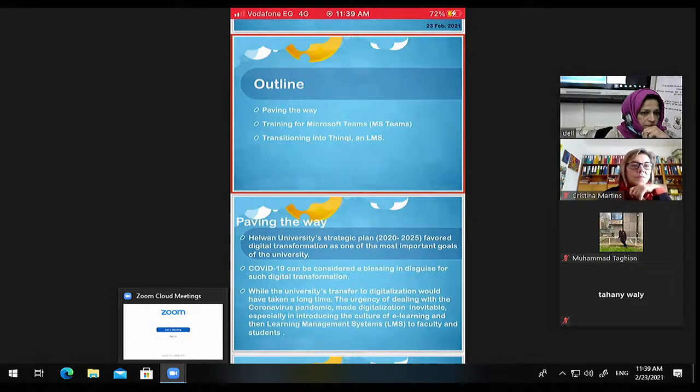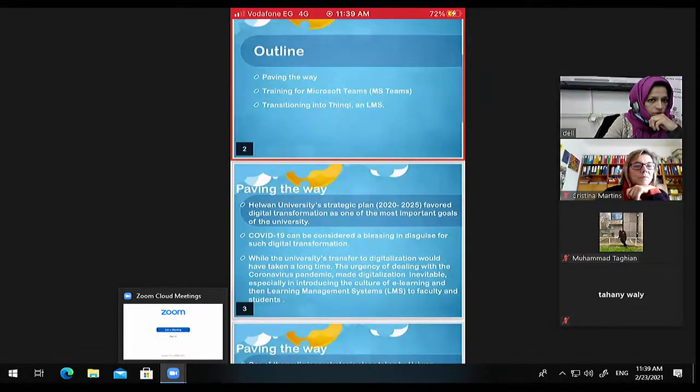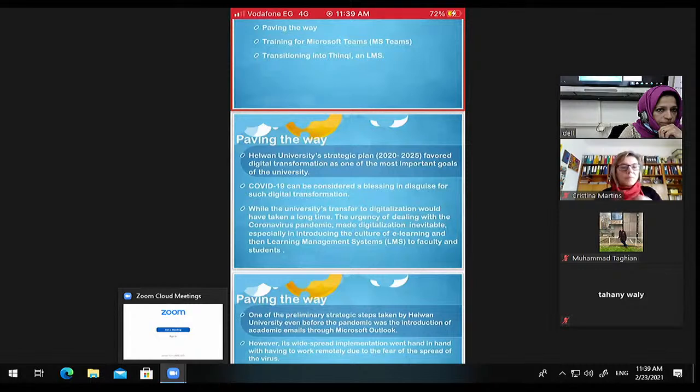How did this all start? The whole idea is Helwan University's strategic plan that started in 2020 had digital transformation as one of its main strategic goals for the university. It's a goal, but when COVID-19 happened, it helped us move towards that goal in a very fast way.